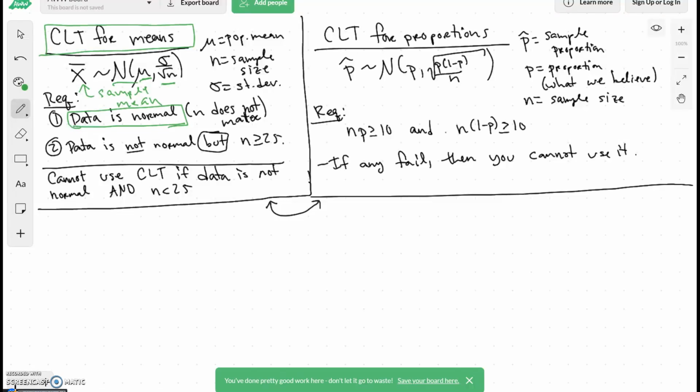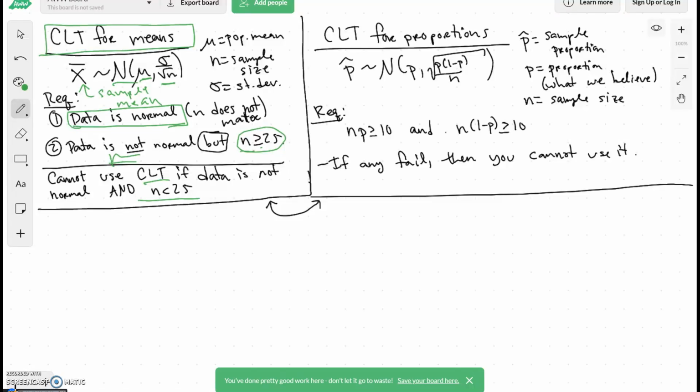Then let's say my data is not normal. If my data is not normal, like let's say it was skewed or some other type of distribution, I just need my n to be greater than or equal to 25. If it's not greater than or equal to 25, then in that case, I cannot use the central limit theorem. That's the only thing that I forgot for one of my Tuesday classes.